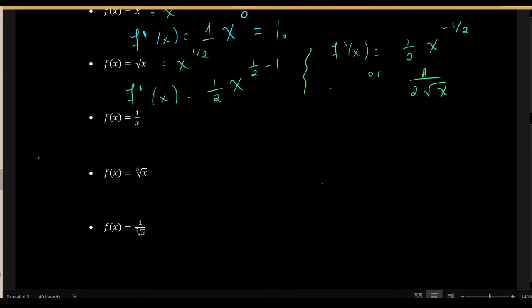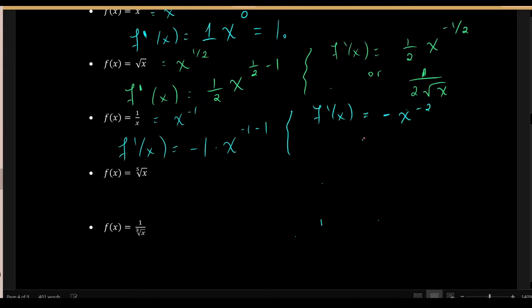In the case of 1 over x, this is equal to x to the minus 1. So based on power rule, the derivative would be take minus 1, multiply it, times x to the power negative 1, take away 1. So, slightly simplified, this would be equal to negative x to the minus 2. Or if you wanted to express this slightly differently, you could also say negative 1 divided by x squared.